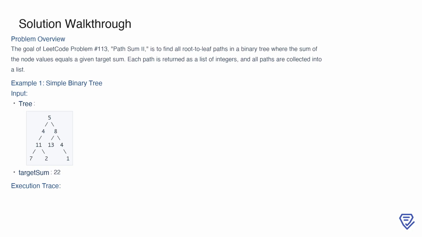To solve this, we will use a depth-first search (DFS) approach to traverse every possible root-to-leaf path, keeping track of the current path and its cumulative sum. If we reach a leaf node and the sum matches the target, we add that path to our result. Otherwise, we backtrack and continue exploring other branches of the tree. This systematic exploration ensures that we examine all possible paths for valid solutions while avoiding unnecessary computations.